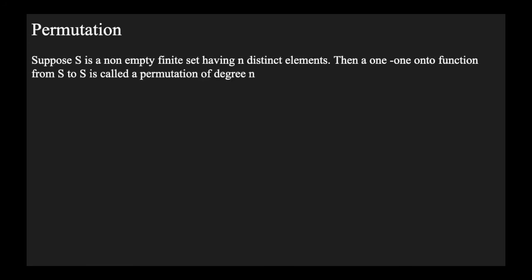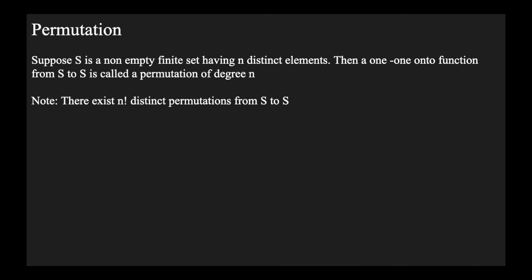Now next, permutation. Suppose S is a non-empty finite set having n distinct elements. Then a one-one onto function, that means a bijective function from S to S, is called a permutation of degree n.